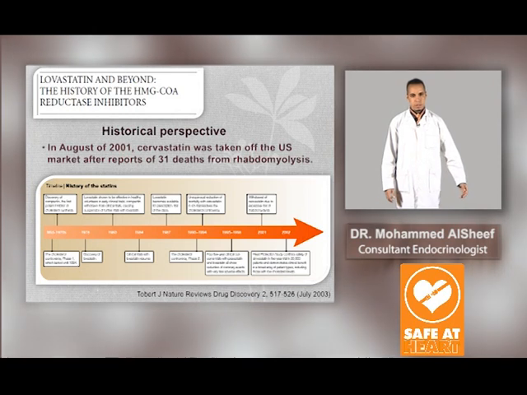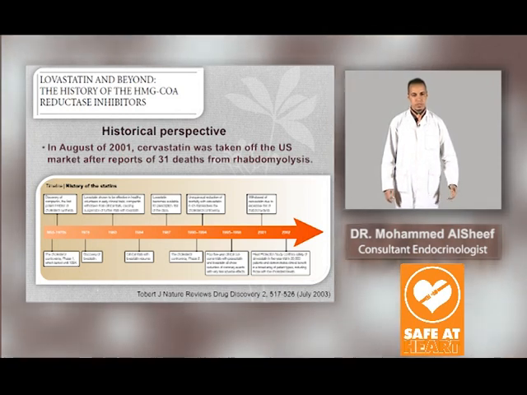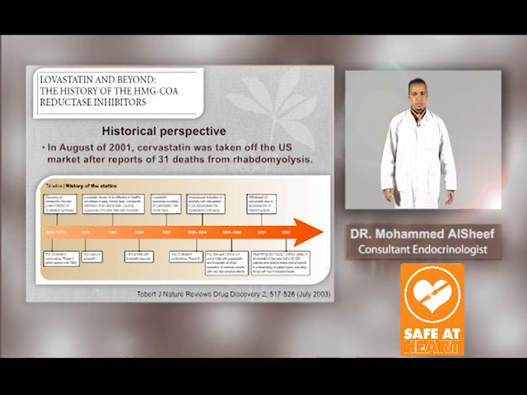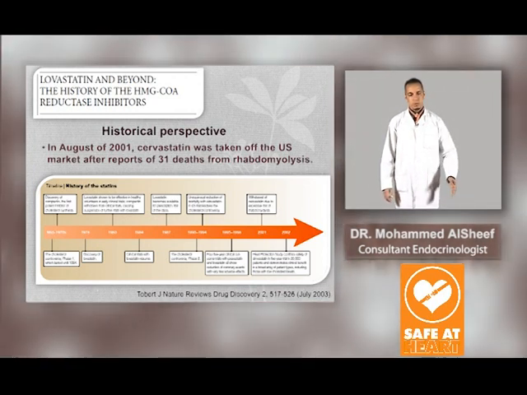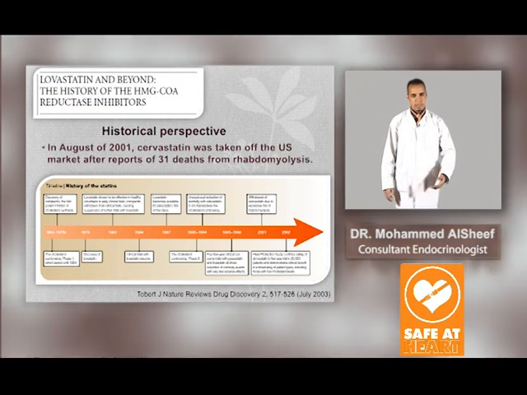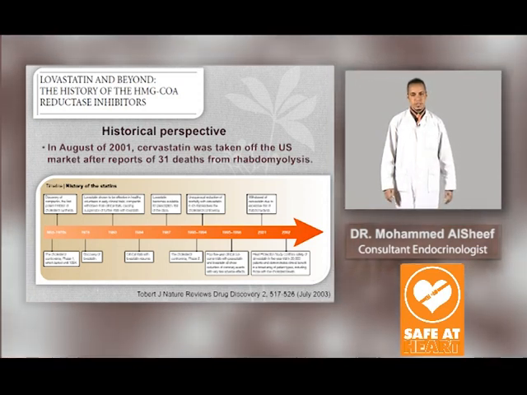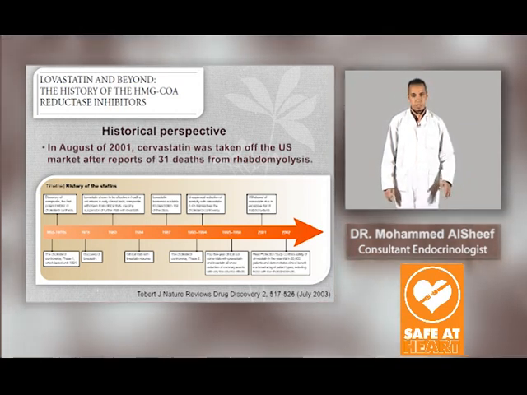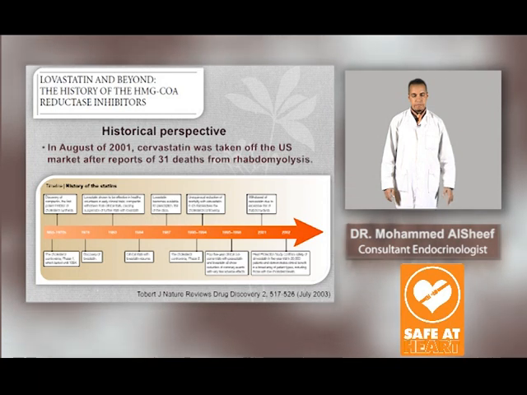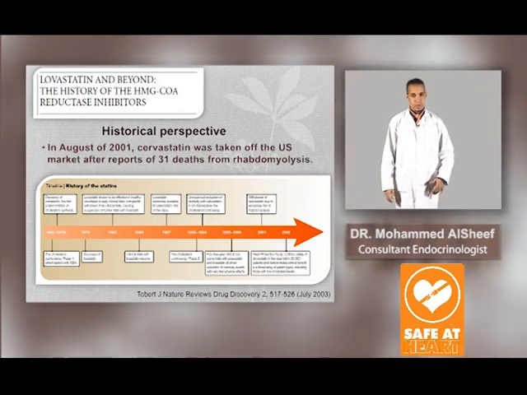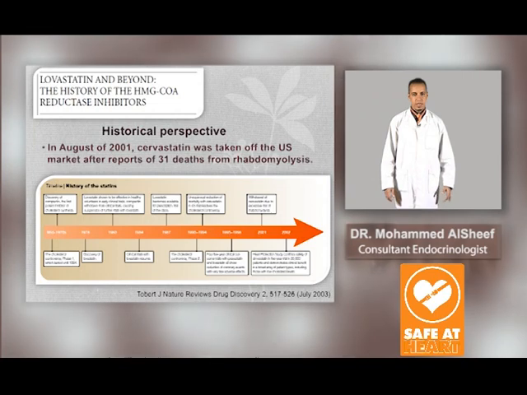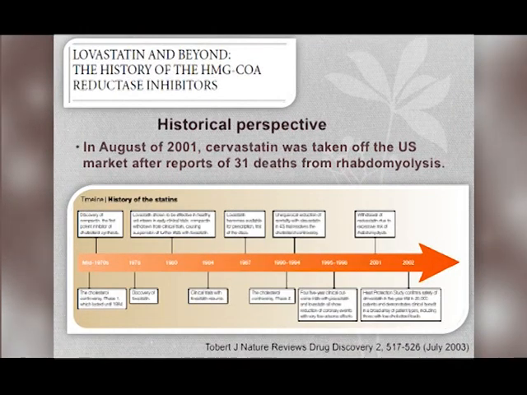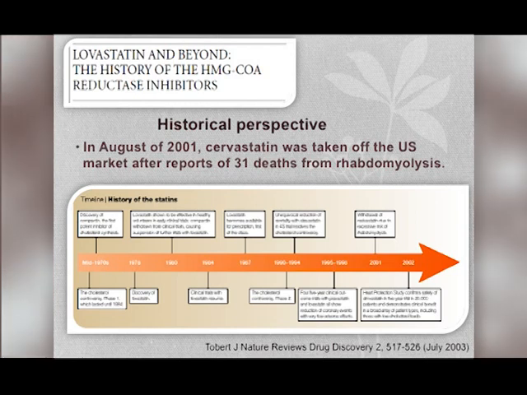The first statin was lovastatin, in the 1980s. Then we got more potent statins such as atorvastatin and rosuvastatin. But in August 2001, cerivastatin was taken off the U.S. market after reports of 31 deaths from rhabdomyolysis.